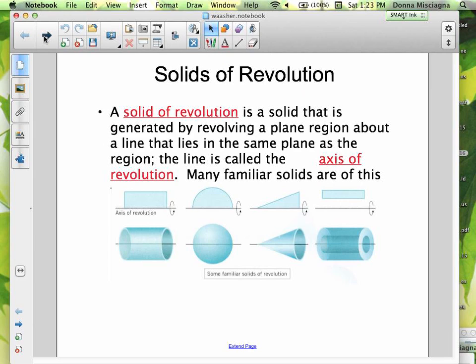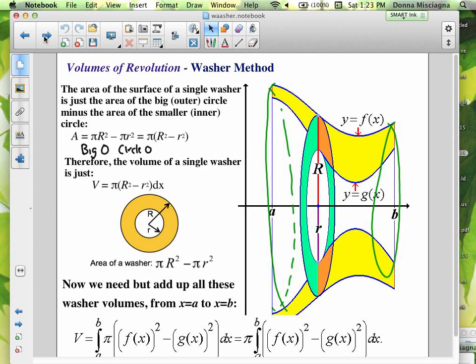All right, so now we're going to look at the washer method. For the washer method, our cross section has a hole in it, and that's why it's called the washer method, because it looks like a washer. So the area of the surface of a single washer is just the area of the outer circle minus the area of the smaller inner circle. It's going to be the big circle minus the little circle.